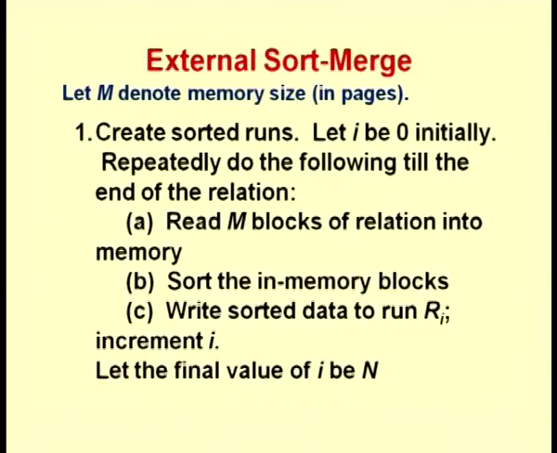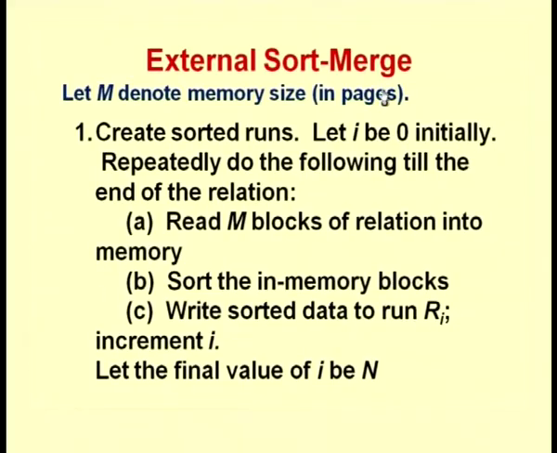Then you have external sort merge. This is an example where we explain how data is sorted when it is stored in external memory. Let M denote the memory size in pages. To create sorted runs, let i be 0 initially and repeatedly do the following till the end of the relation: read M blocks of the relation into memory, sort the in-memory blocks, write the sorted data to run Ri, and increment i. Let the final value of i be N.